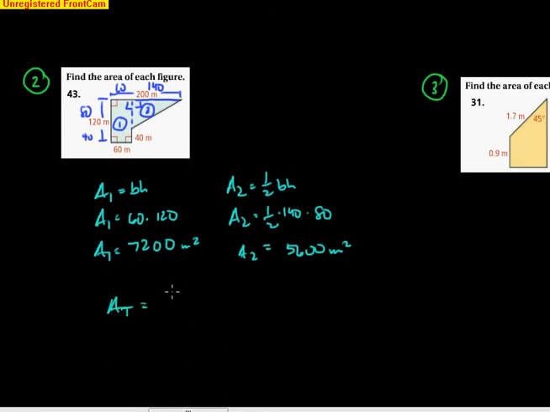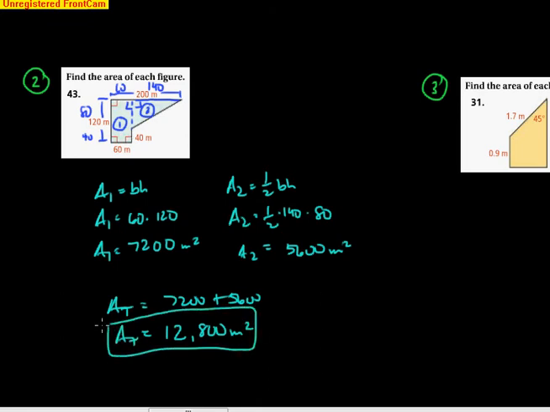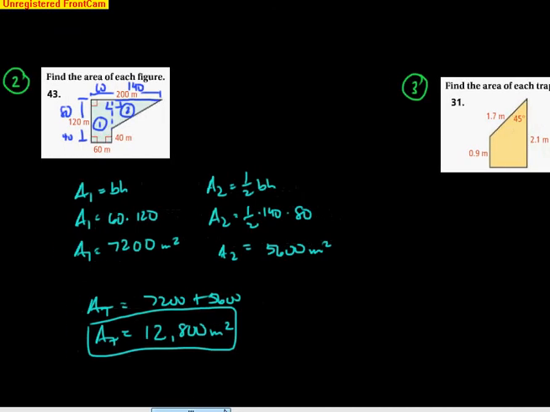And now I'll add this together to get the total. So area total is 7,200 plus 5,600. So the area total is 12,800. And that would be meters squared. There's your total area. So find 2 regular shapes, add them together.